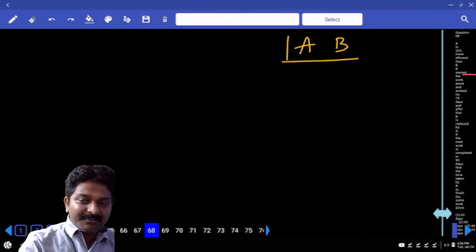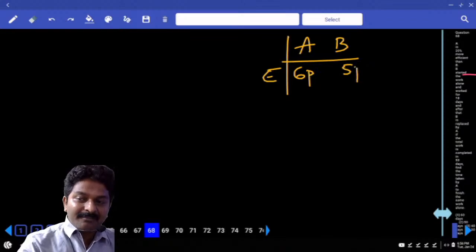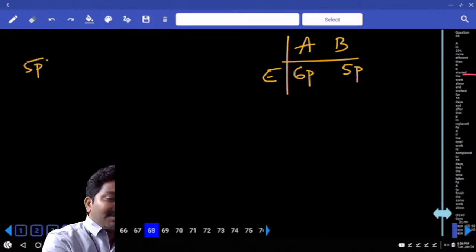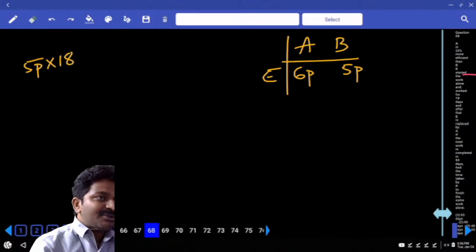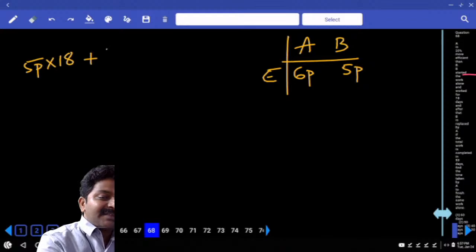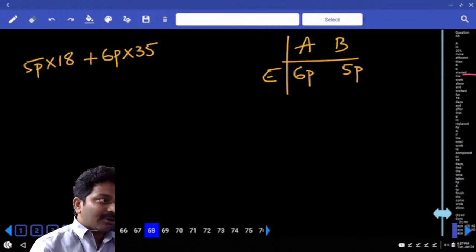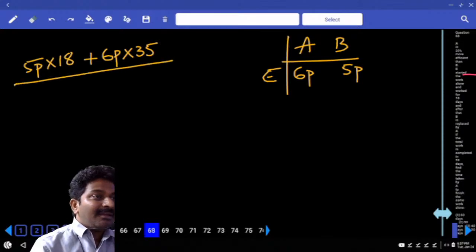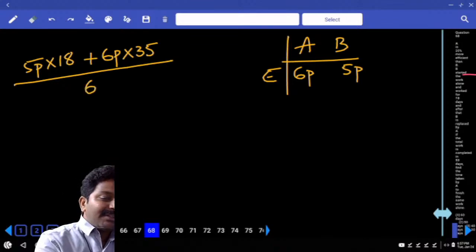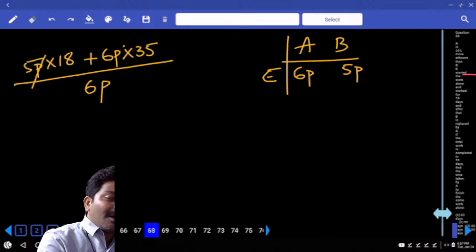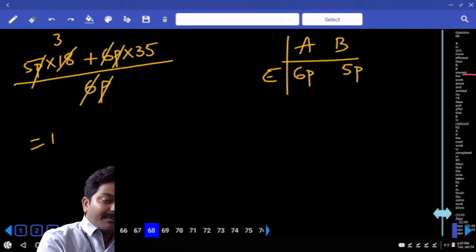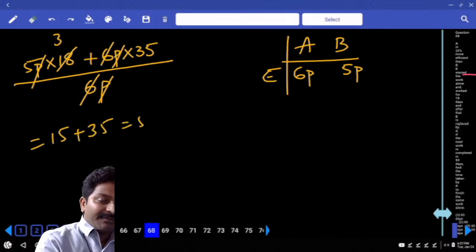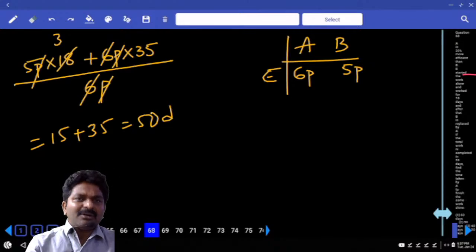Otherwise, write efficiencies of A and B: 6 and then 5. B started with 5 parts, worked for 18 days. This is work done by B. Then A started with 6 parts and he worked for 35 days. This is total work. Now this should be done by A. A works with 6 parts efficiency. Take P common and go for cancellation. Take 6 common, 3 times 15 plus 35. 50 days answer. I don't like this basically.